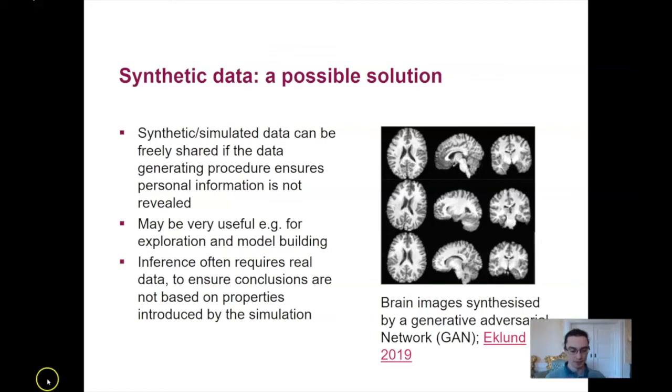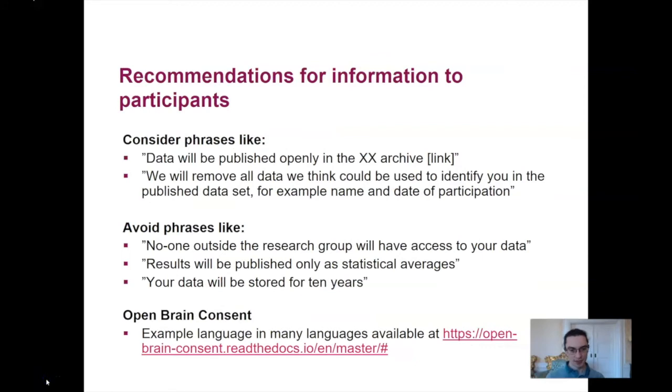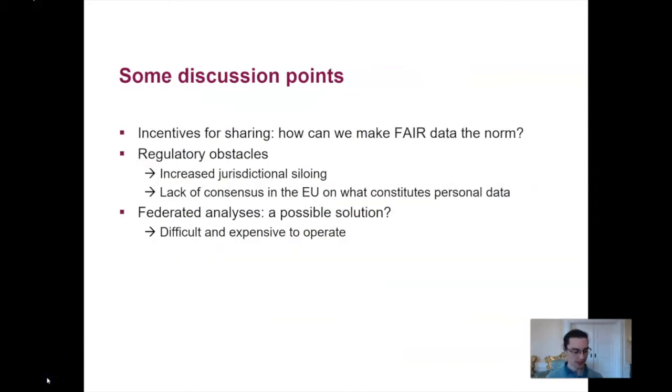I have some recommendations for information to participants, primarily to respect their autonomy and to some extent to reduce the risk of harm. Here are some suggested phrases to use and to avoid, and I cannot recommend highly enough the Open Brain Consent template, which has been translated to many languages. Finally, here are some points that we may be able to touch on in the coming discussion.